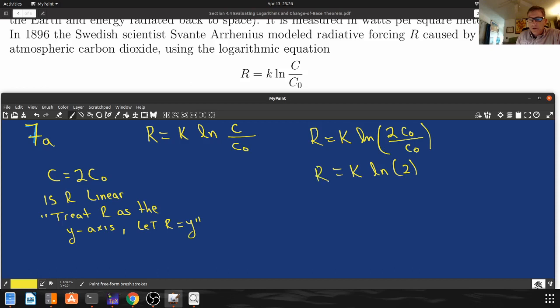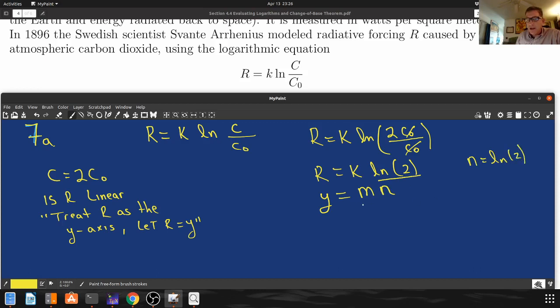The C naughts cancel. But the natural log of 2 is a constant number. So just so you can see why this is linear, let's change R to y, and K is a constant, so M, and ln of 2 is another constant, which we will call N. N is equal to ln of 2.